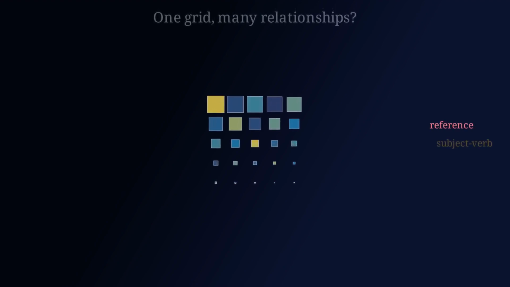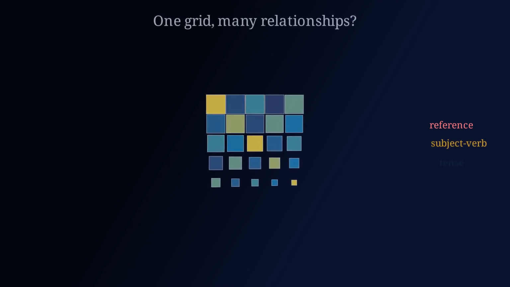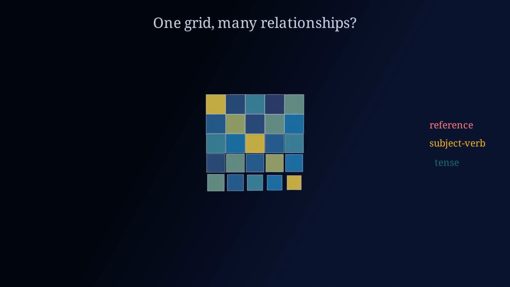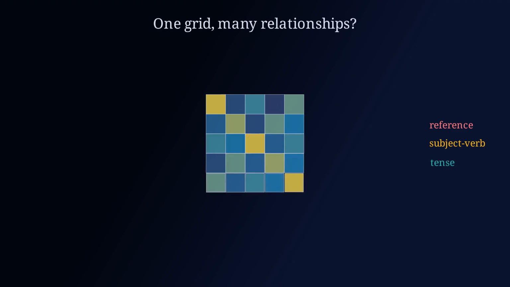Now, one attention matrix captures one kind of relationship. But language has many kinds of relationships at once. What does this word refer to? What is the subject of this verb? What tense are we in? A single grid cannot track all of these cleanly.